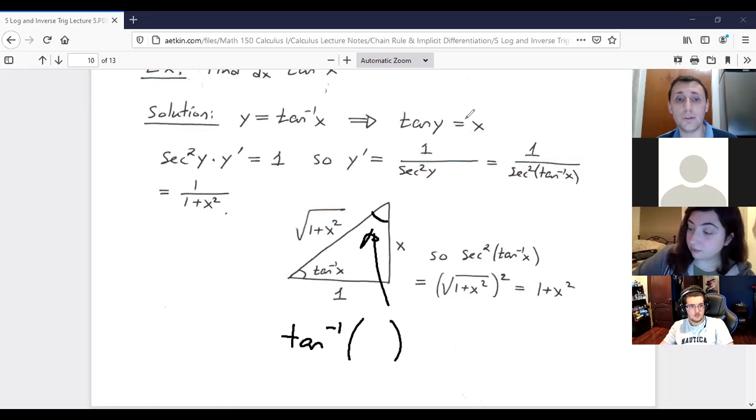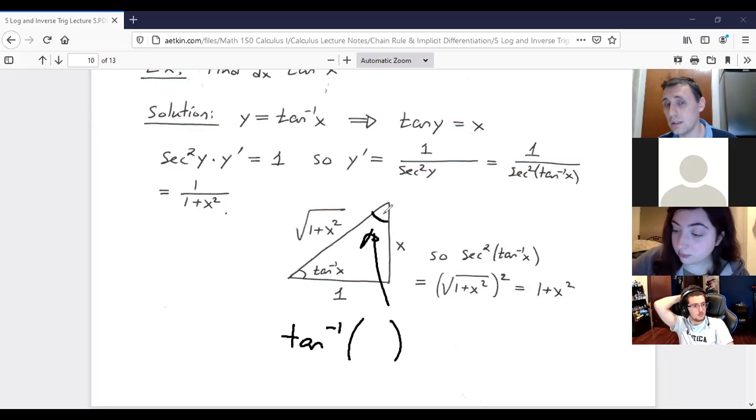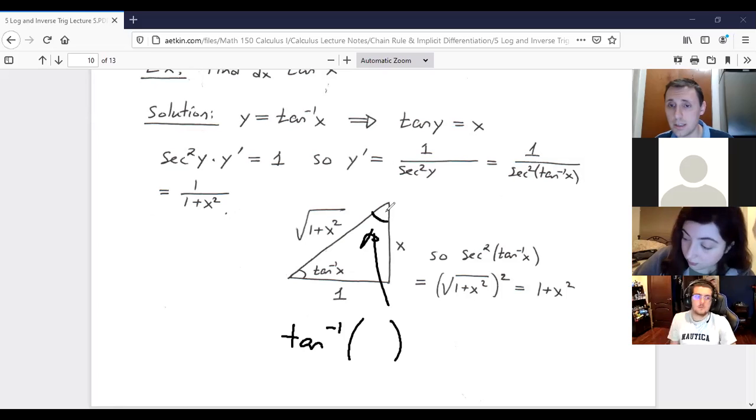Nassim, you're getting close. Look at it carefully again. I want this angle to be described as tangent inverse of something. Of what? Tangent inverse means if I take tangent of it, I get opposite over adjacent. If you apply tangent to this angle, what do you get? What's the opposite over adjacent here?